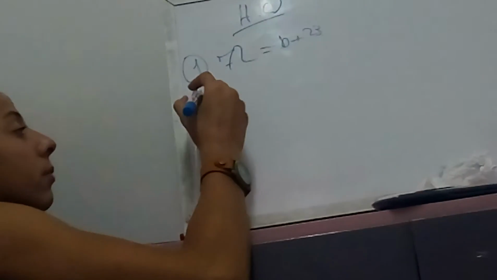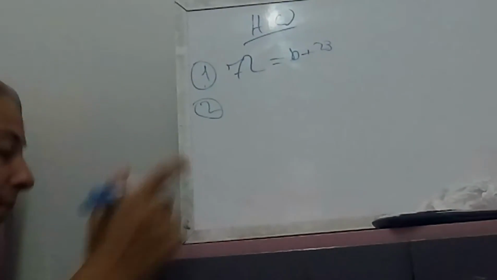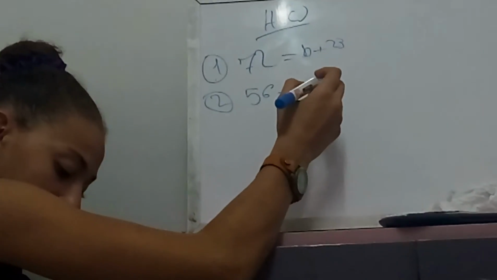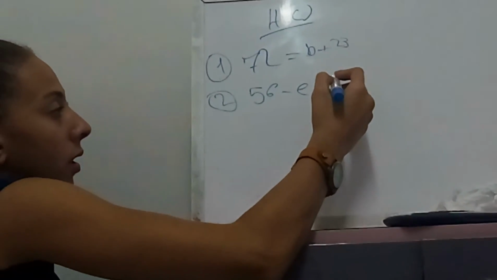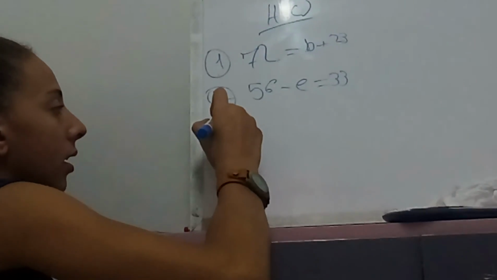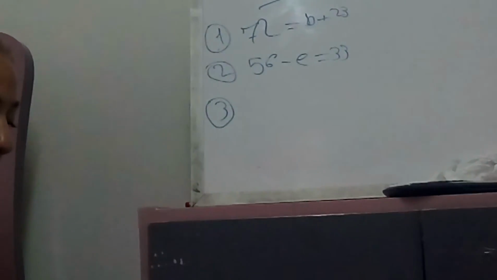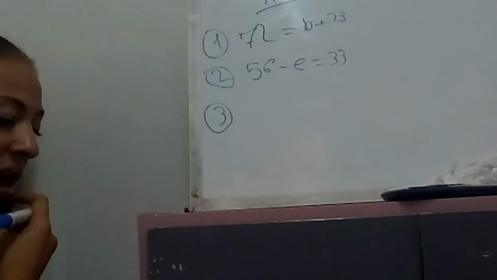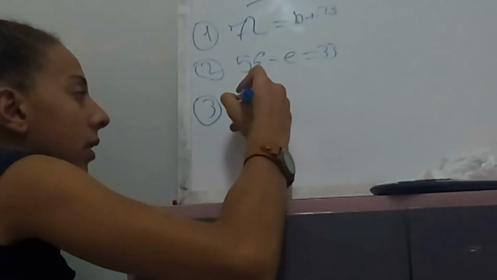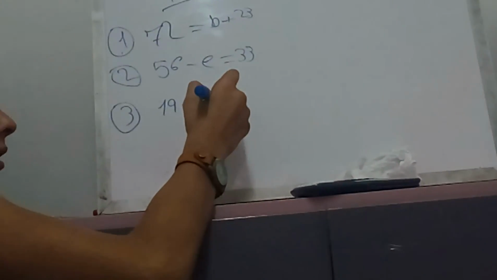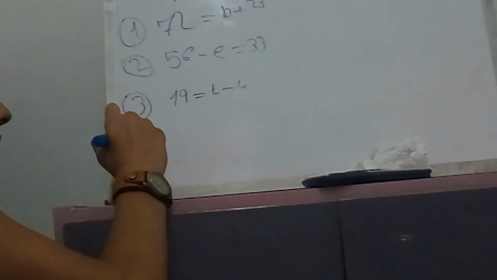Okay? Number 2. Let's have a subtraction. 56 minus E equals 33. Okay? Number 3. 19 equals T divided by 4.